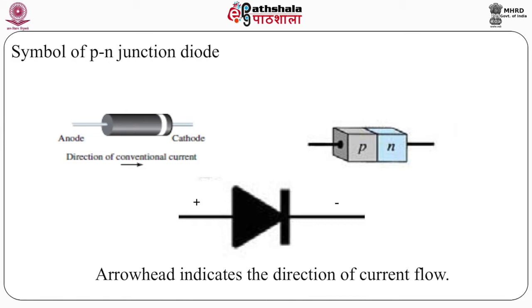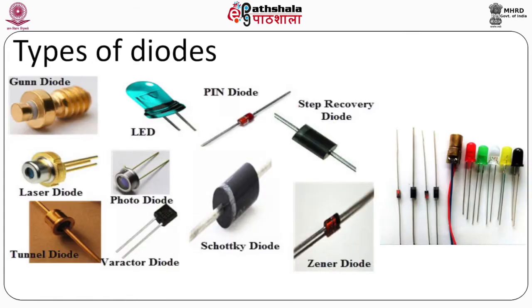Its circuit symbol is shown in the figure. If you look at the symbol of a PN junction diode, we have a block of semiconductor, half of which is represented as P and half as N, and then its logical symbol shows an arrowhead direction. The arrowhead direction basically shows the direction of current in the symbol. If you look at the different types of diodes available in the market, you have a plenty of diodes and several types are available.